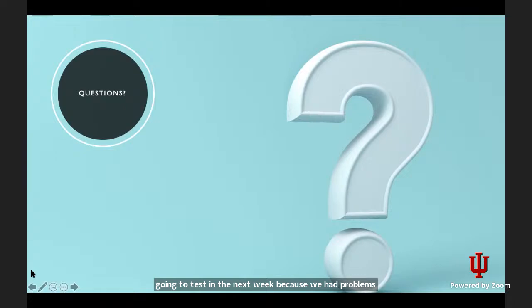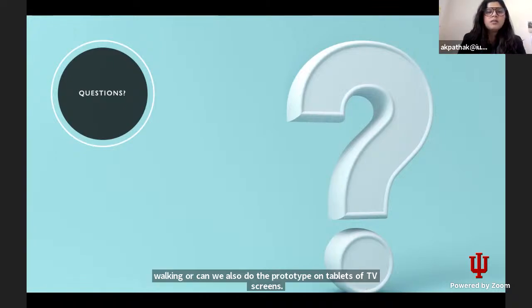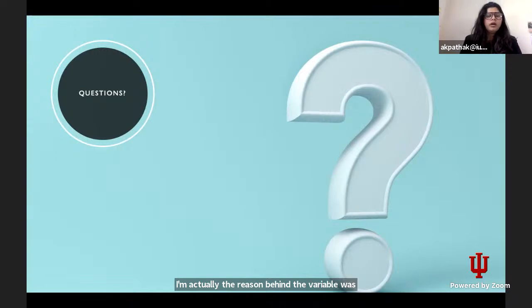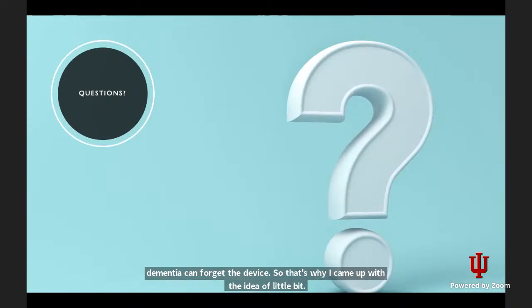Akanksha, do you think that the small screen will work, or can we also do the prototype on tablets or TV screens? Actually, the reason behind the wearable was that it may not be comfortable to look at images or GIFs on a small screen, but I've made sure to include colorful images and GIFs. And if this is included in screens or tablets, again, there is a drawback that a person living with dementia can forget the device. So that's why I came up with the idea of a wearable. Thank you.